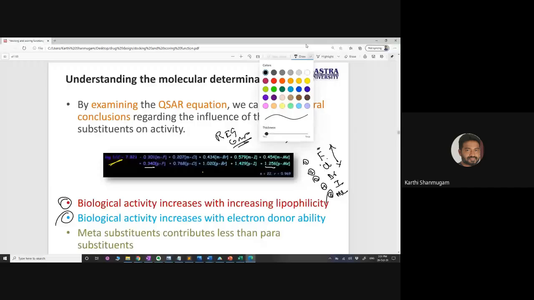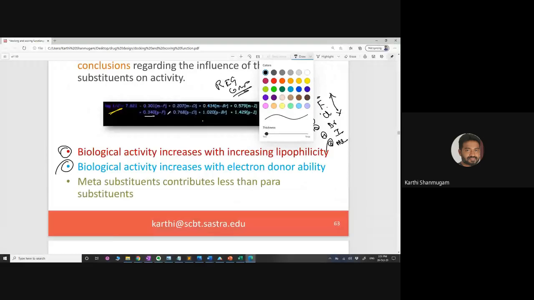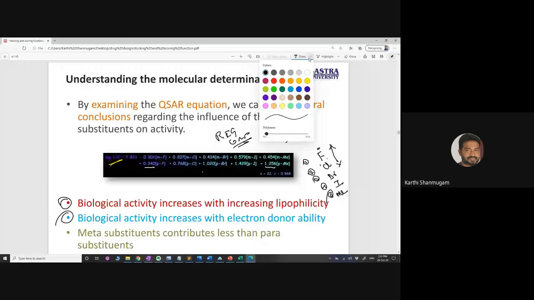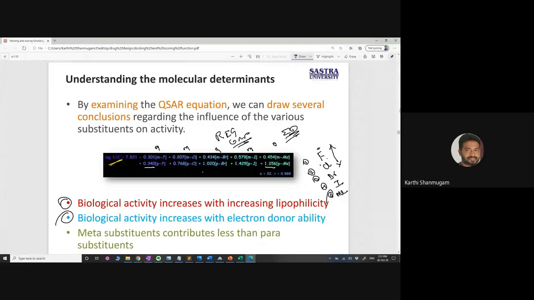Then here we have substitutions at two positions. One is at the meta position, another one is at the para position. Wherever you have m, that is the meta position. Wherever you have p, that is the para position. So the first row has all the substitutions at meta position, and the second row has all the substitutions at para position.